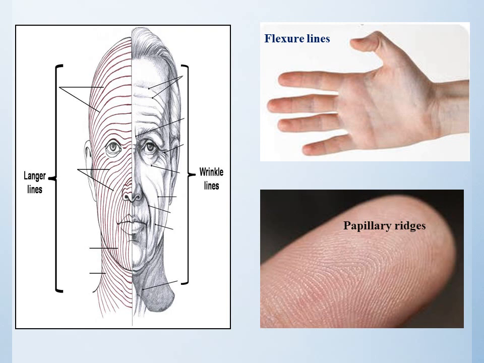Wrinkle lines are caused by contraction of the underlying muscles. On the face, they are known as lines of expression, and they become evident with aging due to loss of the skin elasticity. Langer lines or tension lines correspond to the orientation of collagen deposition in the dermis. During surgical incision, it is preferred to do the incision along Langer lines to avoid severe scar formation.